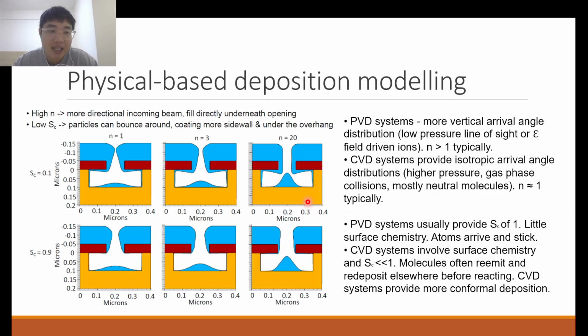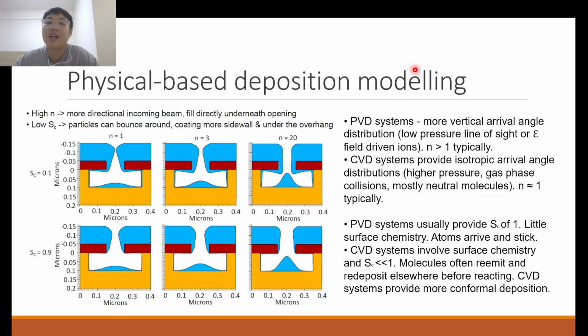And what happens if your SC increases? That means it arrives and sticks more quickly. It doesn't move around so much. Because they arrive and stick, the deposition also becomes more directional, and there's less overhang, and there's less sidewall coverage over here, because the species simply cannot arrive here at the first time in its first attempt. So if it arrives and then sticks, hardly any species will be sticking on your sidewalls over here. Okay.